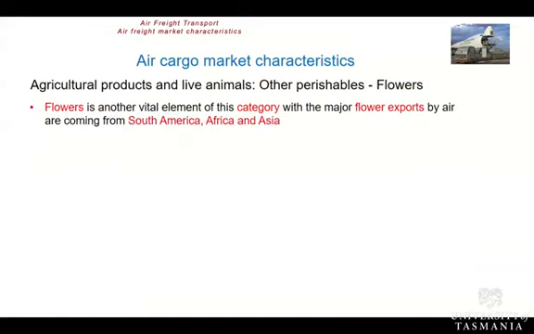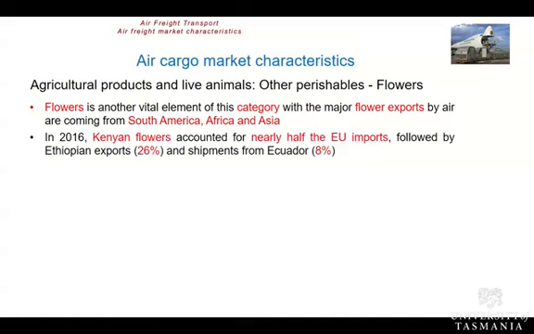Now, while it didn't come out in the statistics, flowers are a significant element of the market of perishables. There wasn't a specific characteristic there, but quite a number of flowers go into Europe, and typically those flowers are coming from South America, Africa and Asia. And leading the way is Africa via Kenya, with more than 50% of the volumes of flowers going into Europe coming from Kenya, Ethiopia 26%, and also Ecuador around about 8%.